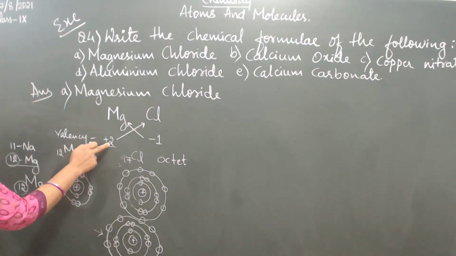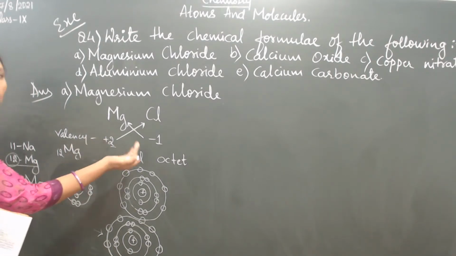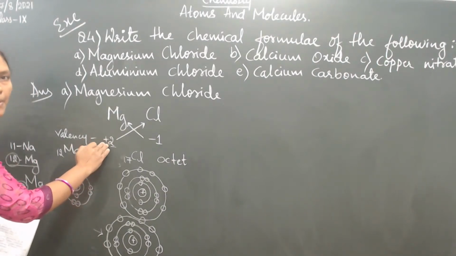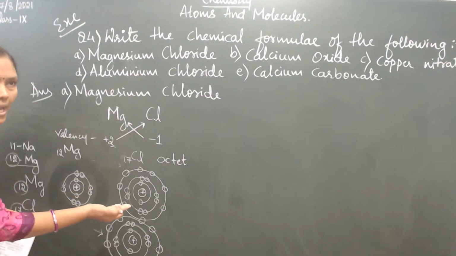So this plus 2, what does it indicate? The plus charge indicates that it is not going to gain electrons, it is going to lose. It is going to lose the 2 electrons.